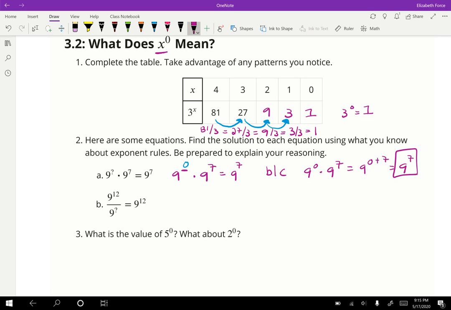Let's look at B. 9 to the 12th divided by 9 to what? So 9 to the 12th divided by 9 to something has to equal 9 to the 12th. I bet you're already figuring out that that has to be a 0, because when you are dividing, you are subtracting. 9 to the 12th minus 0 is just going to give you 9 to the 12th. So this is also going to be a 0.